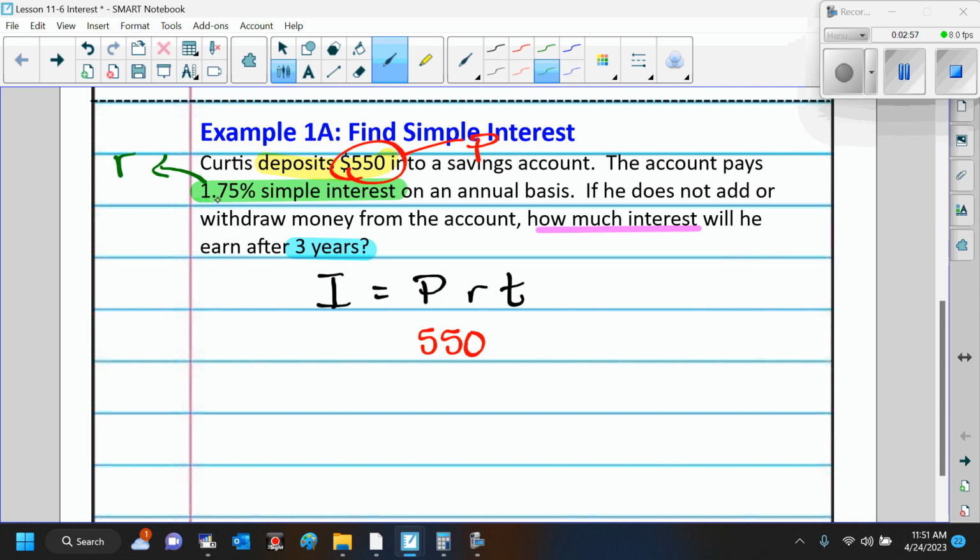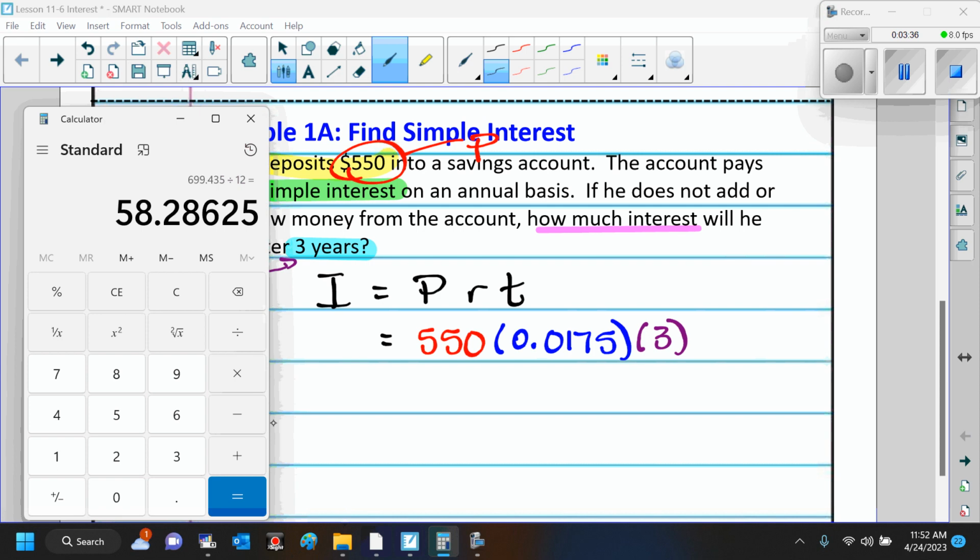What do I have to do to that interest rate before I put it into the equation? Always the percent has to get changed to a decimal. So we have to move the decimal point and take away the percent sign. So this is the rate we're going to put into the equation: 0.0175. And the time, in years, that's what we want, is 3. So we're going to multiply times 3. Is everybody clear?